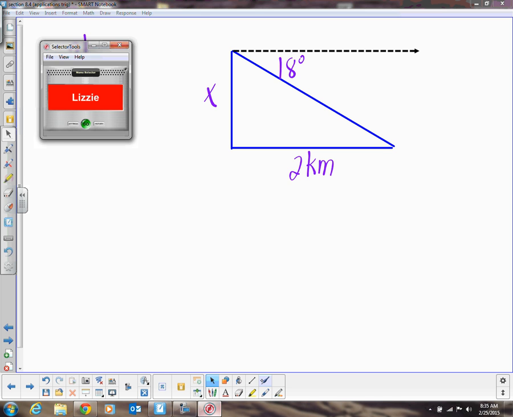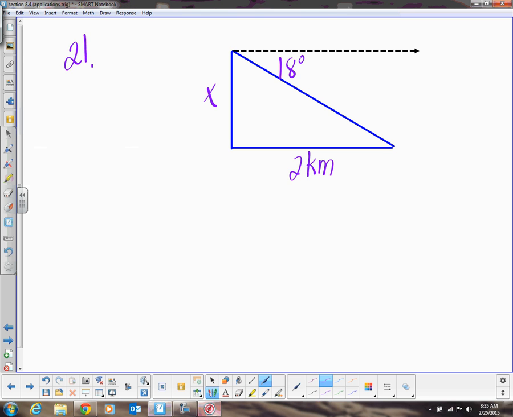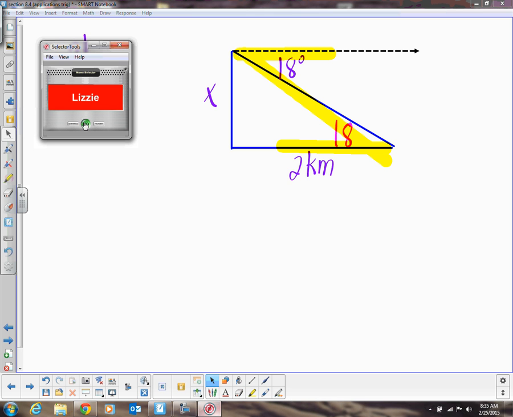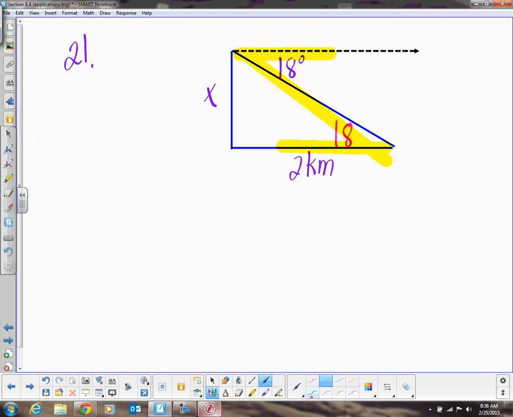How do we get 18 in our triangle, Lizzie? Alternate interior angles form the letter Z. So that's how we get the 18 into our triangle. So now how do we label the sides, Ethan?